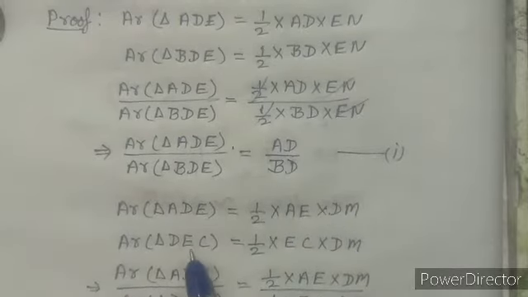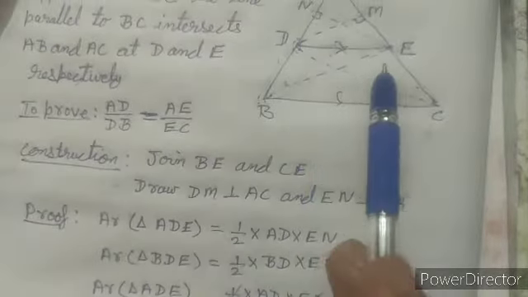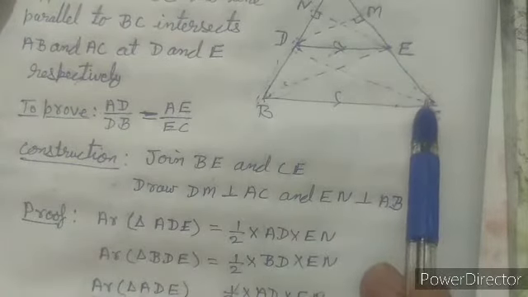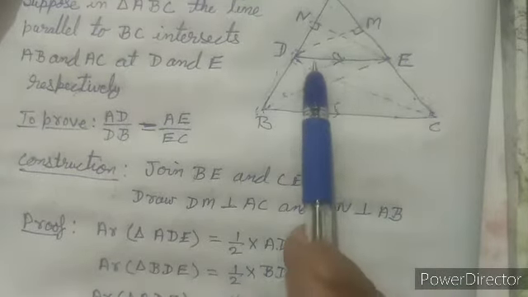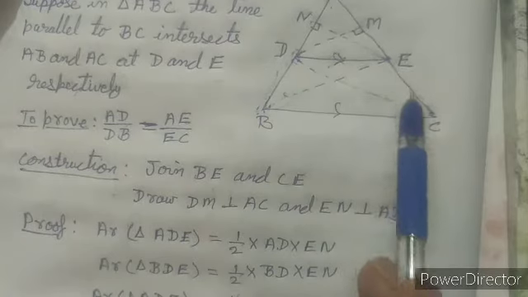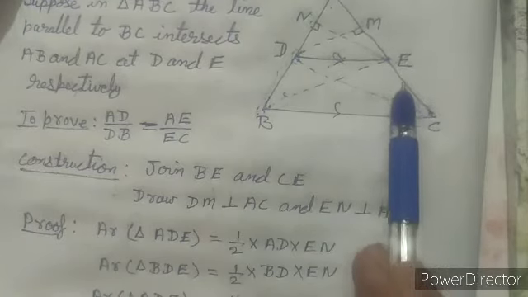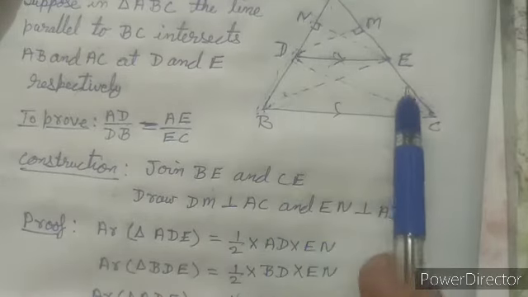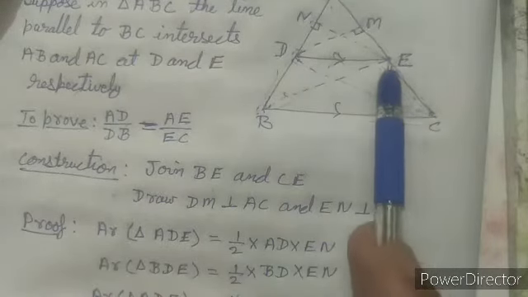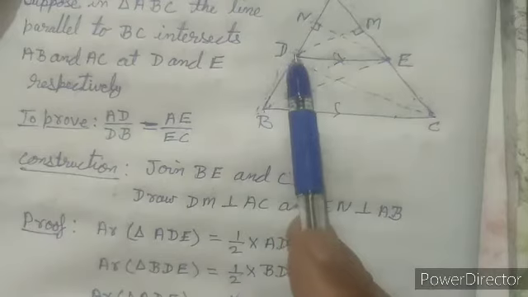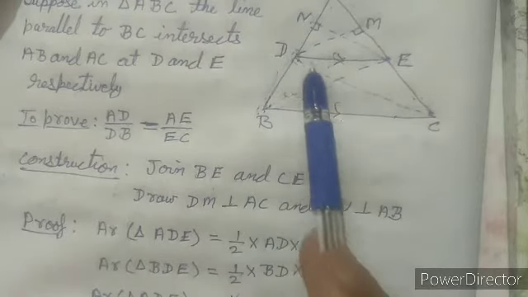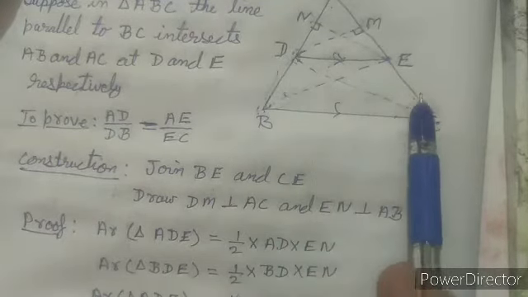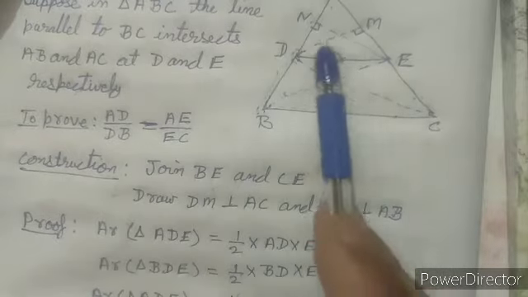Now area of triangle DEC. Area of triangle DEC will be equal to half into base, and we are taking EC as base, into perpendicular. Now DM is the perpendicular on CE produced from the opposite vertex D. That means area of triangle DEC will be half into EC into DM.